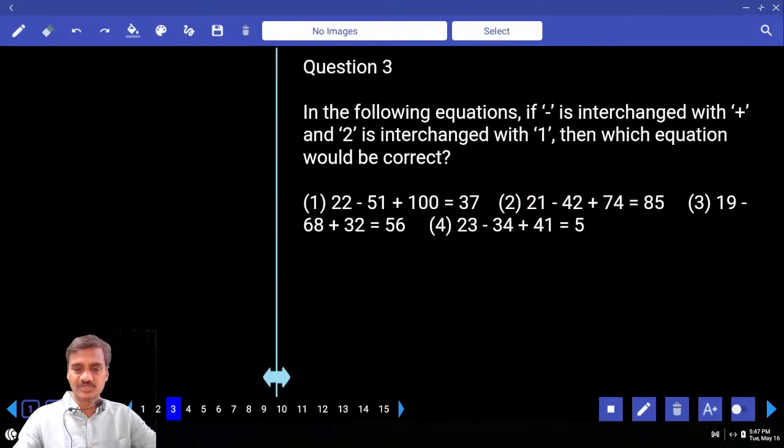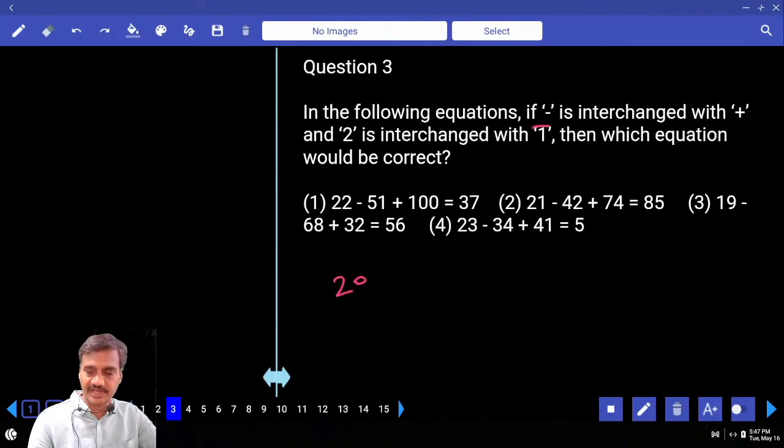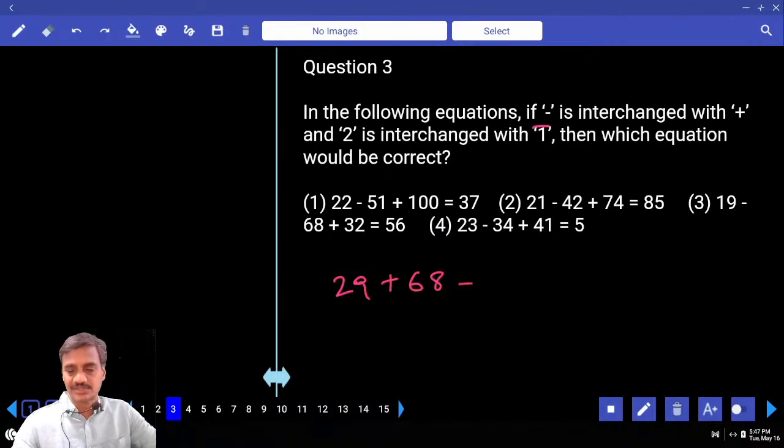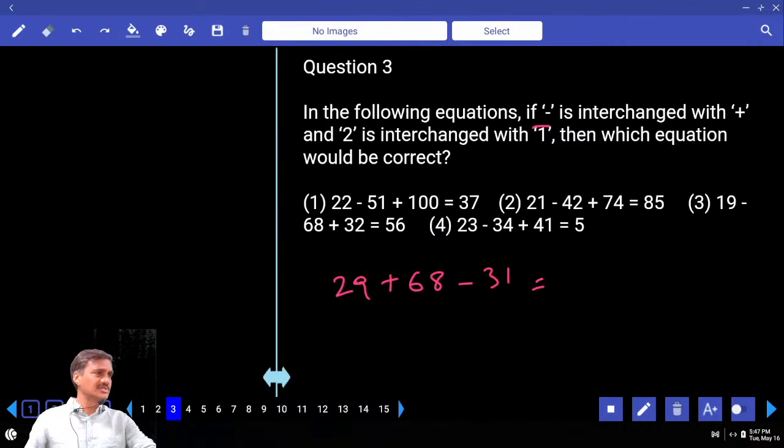Now plus and minus should also be interchanged. And plus and minus are interchanged. This is 29 plus now 68 minus 32. And 32 means 31. Then what is the value of this one? Now here the value is 56. Are you getting the answer here? And what is the sum here?